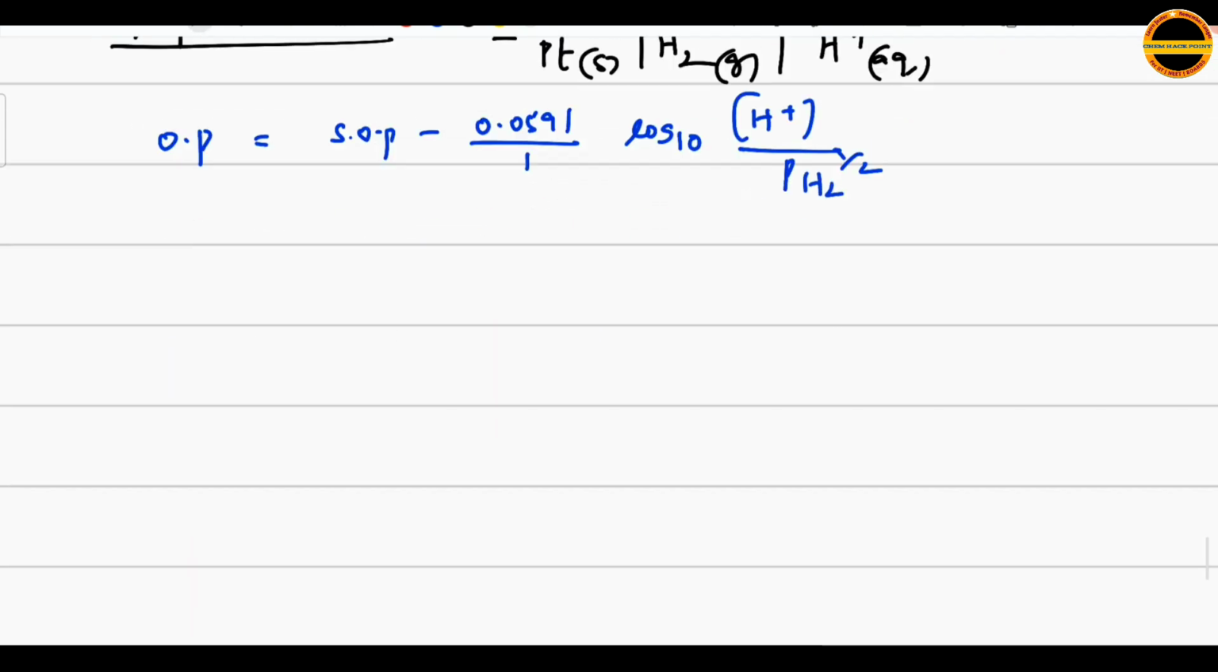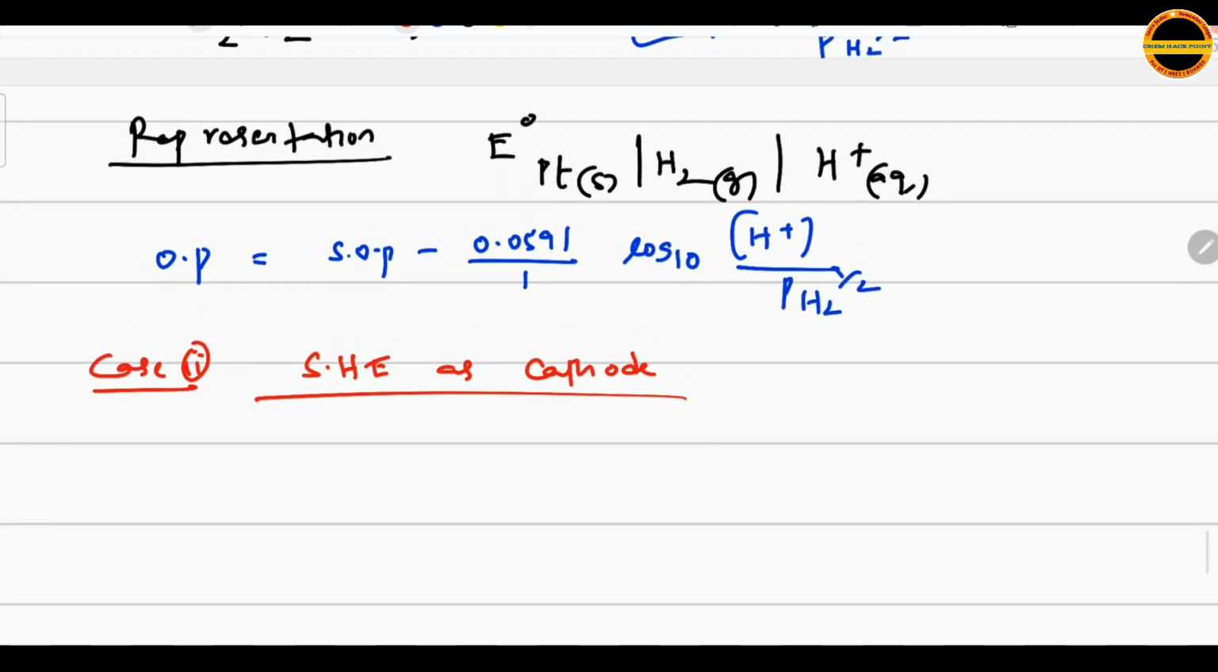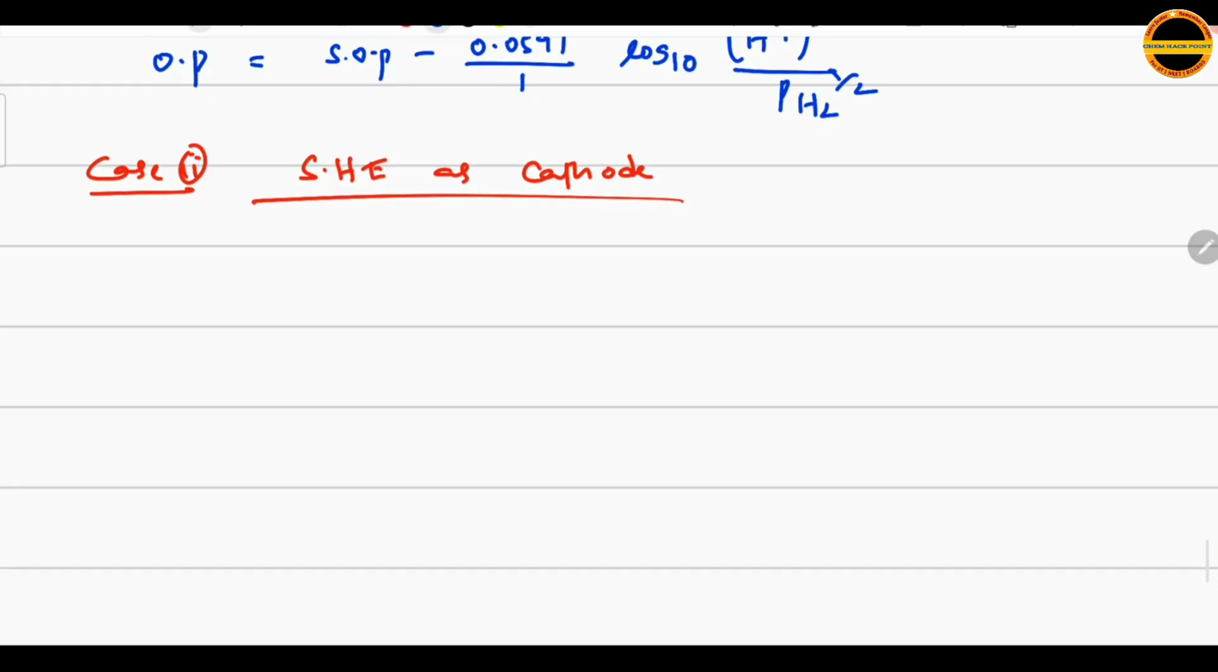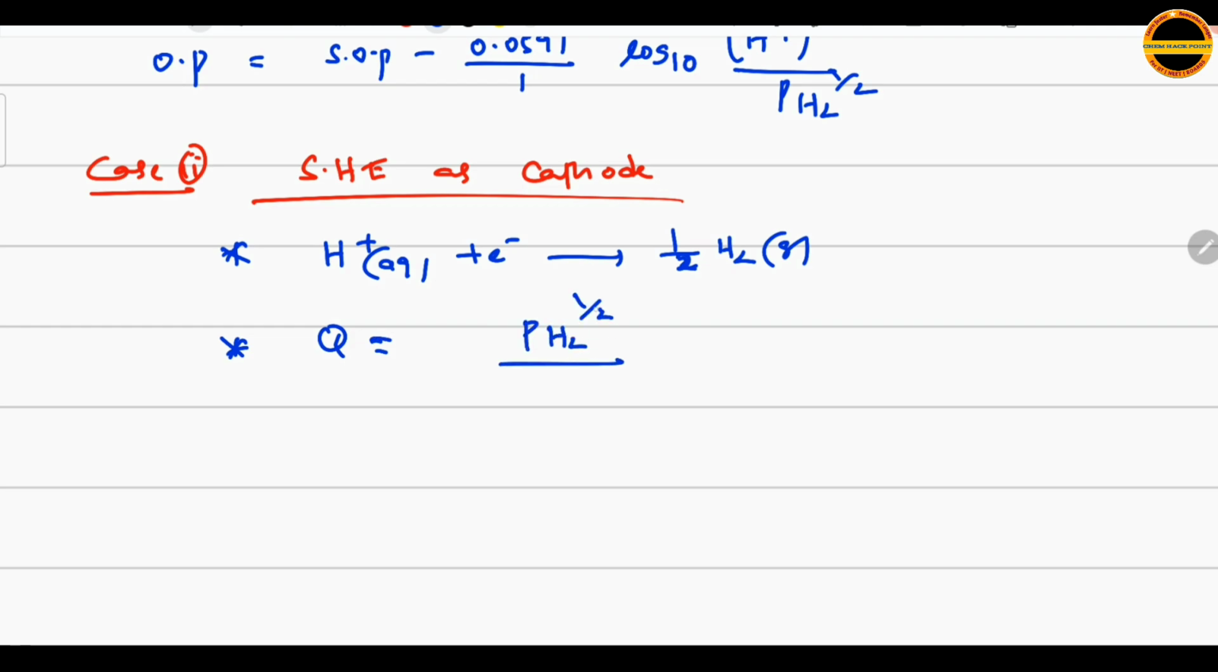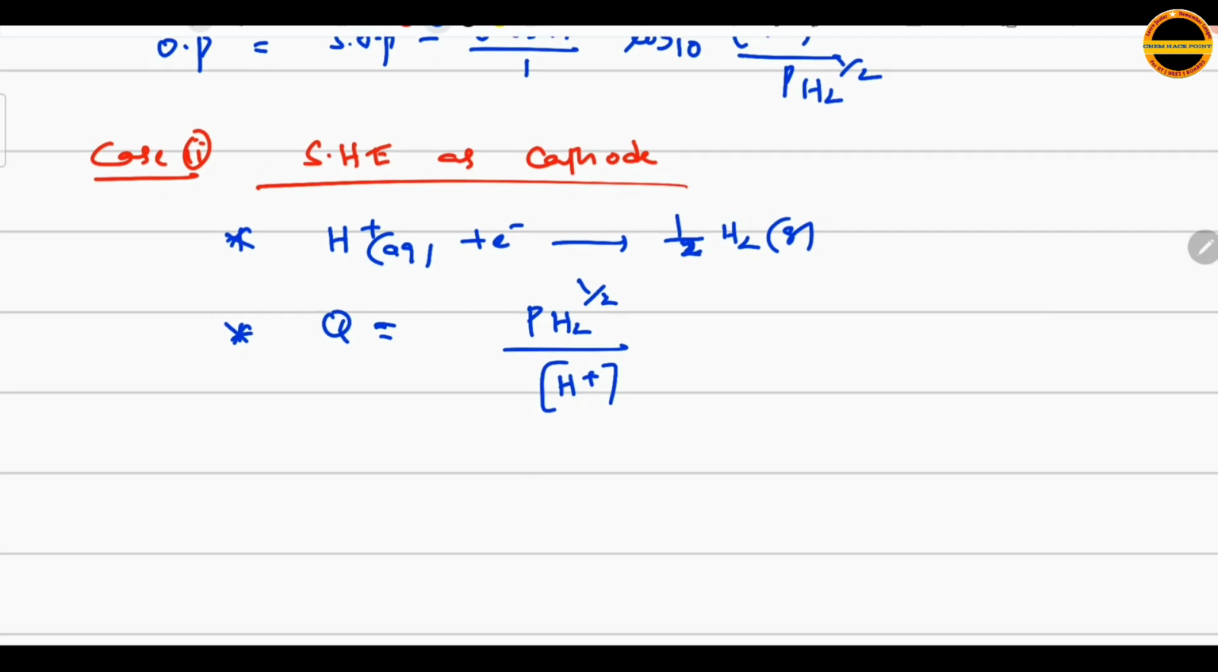Similarly, I am writing for the cathode. Case 2, standard hydrogen electrode as cathode. Same representation, as it is; we are going to write it just for comparison. If you are using it as cathode, the reaction is H plus aqueous gaining 1 electron and converting into half H2 gas. So if we write the Q value here, the partial pressure of H2, half, goes by, at the denominator, the H plus ion concentration.